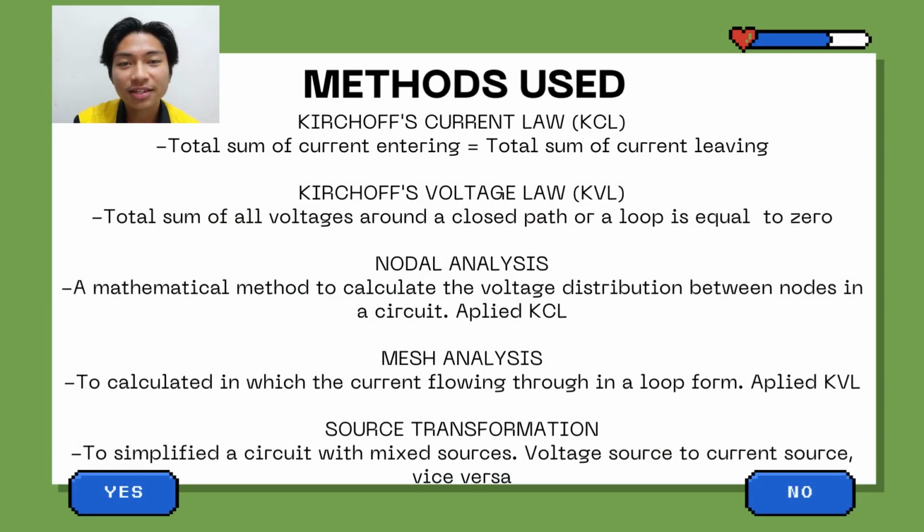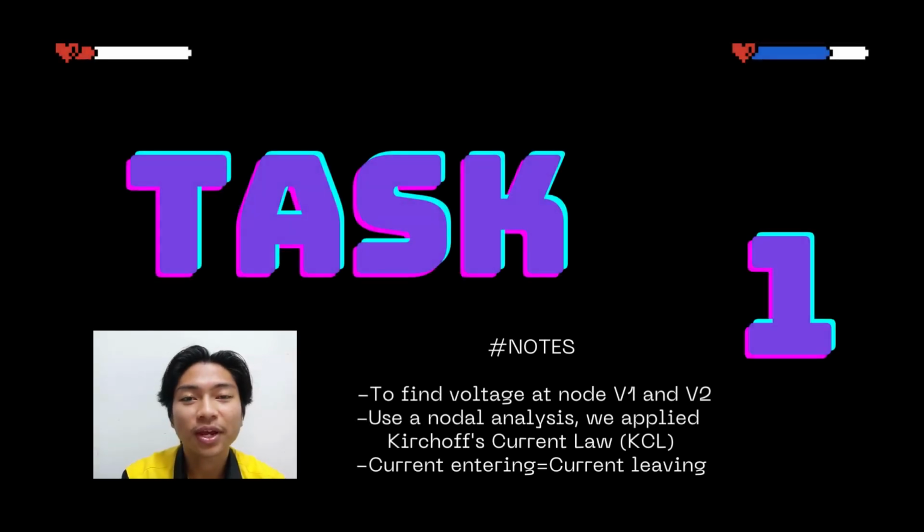Next, these are the methods that we use in this group project. First, we have the Kirchhoff current law, the Kirchhoff voltage law, nodal analysis, mesh analysis, and source transformation. Now, I will explain the calculation at task 1.